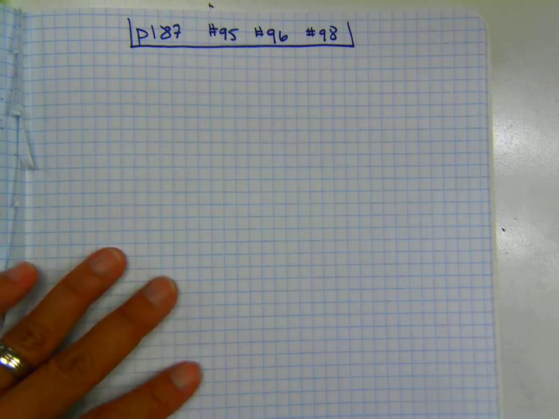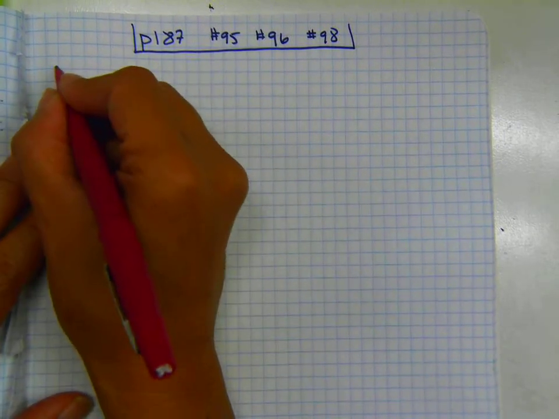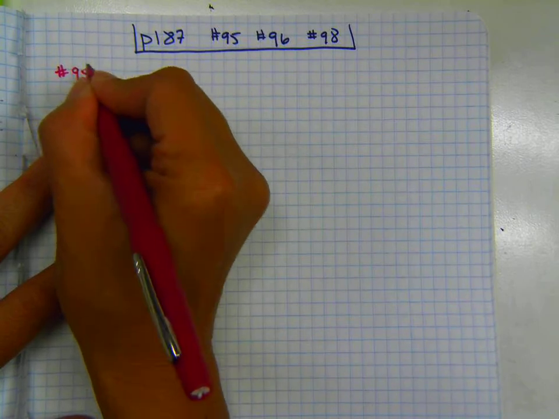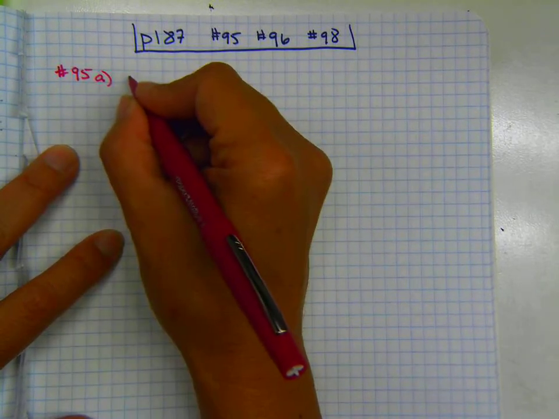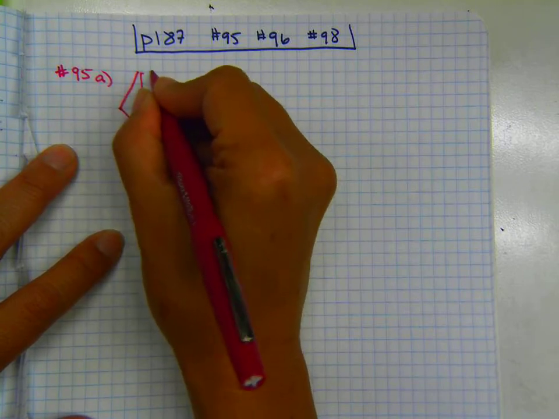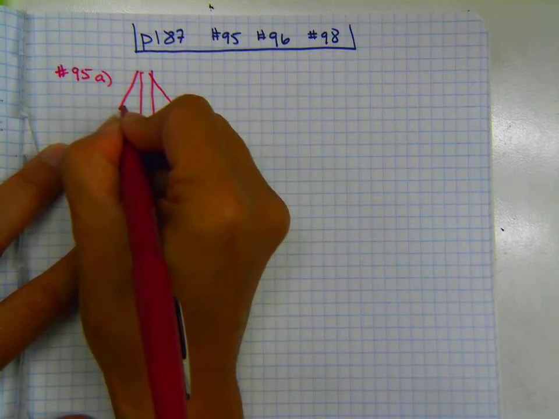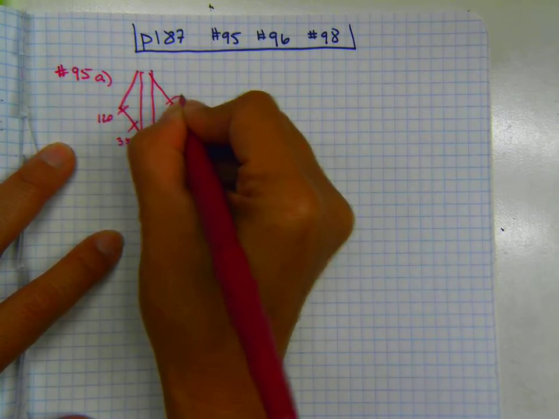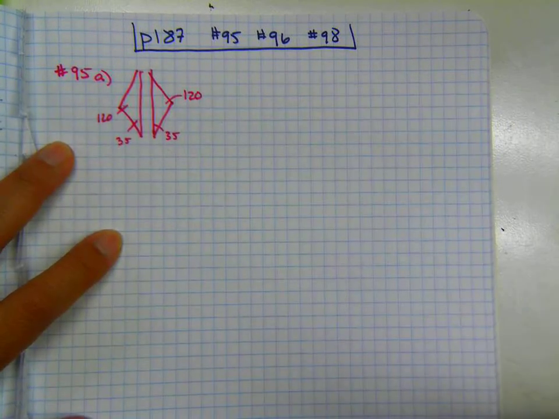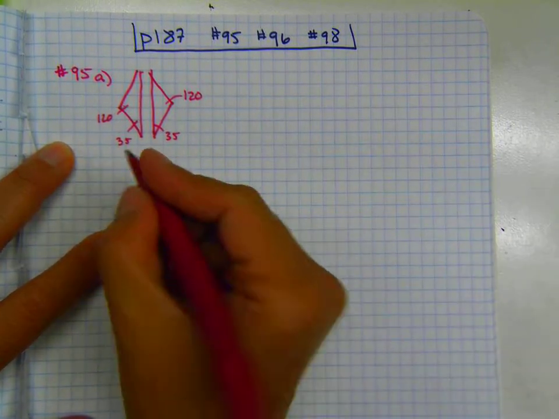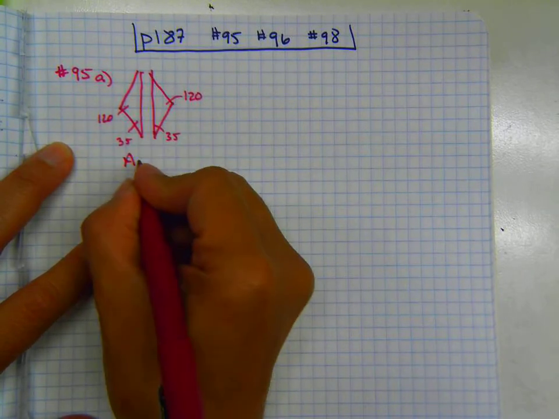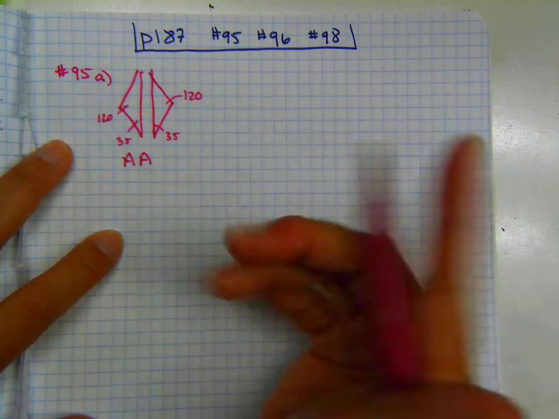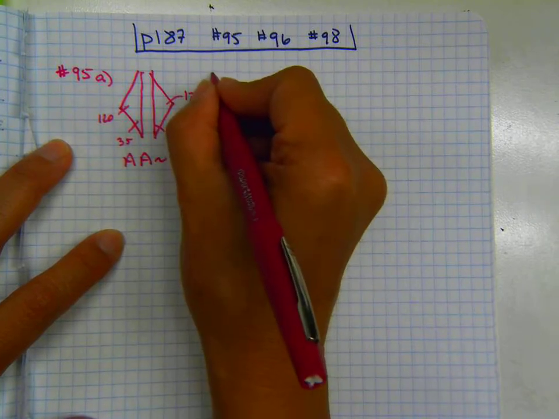So the first question is asking you to determine whether the triangles are congruent, similar, or we just don't have enough information. So on number 95A, I'm going to sketch them, just so I could reference them in this video. This is 120, this is 35, this is 35, and this is 120. I'm only giving you 2 pieces of information: that these 2 angles are congruent and these 2 angles are congruent. The only thing that you have now is angle, angle. Well, that's enough to show similarity. So we have angle, angle, similarity.